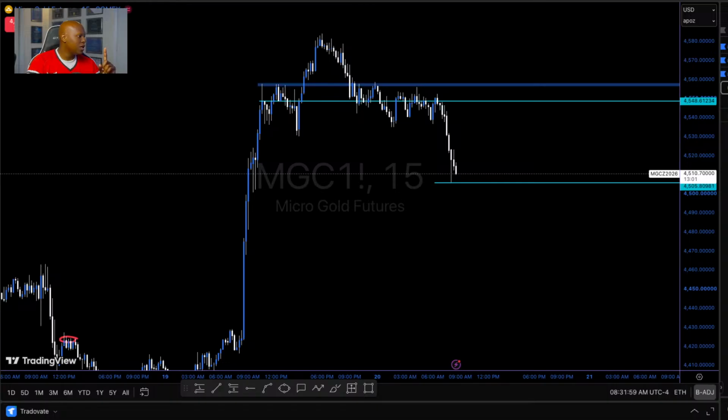What time does pre-market begin? Pre-market is typically around 8:30 to 9:30 because the market opens at 9:30. So anything that's before that is pre-market.